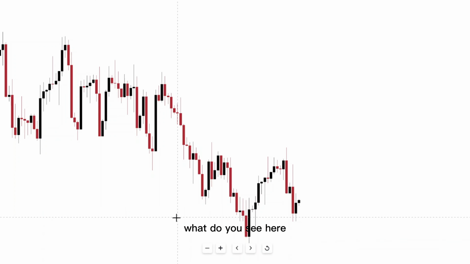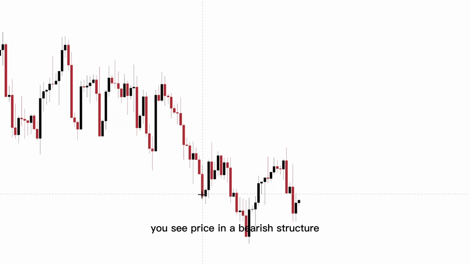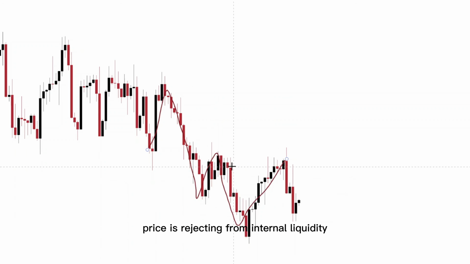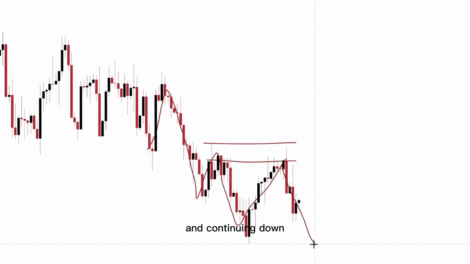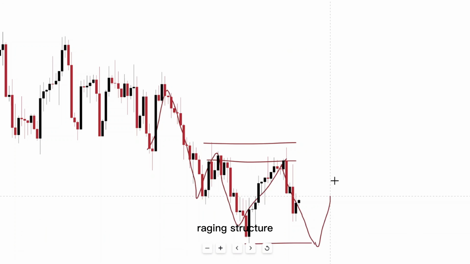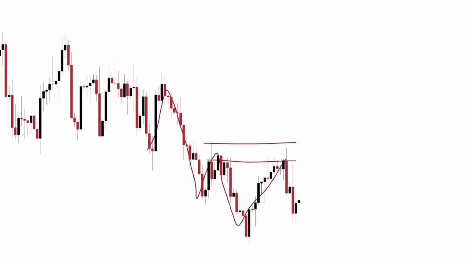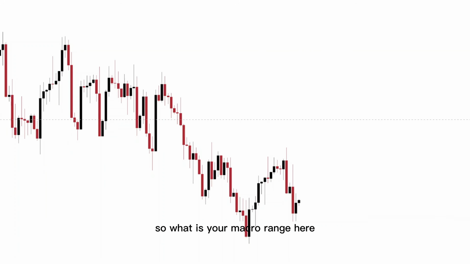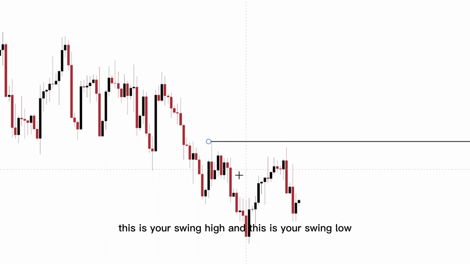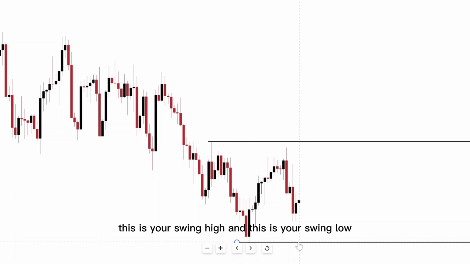What do you see here? You see price in a bearish structure. Price is rejecting from internal liquidity and continuing down, breaking structure, and you would anticipate price to continue bearish. So what is your macro range here? This is your swing high and this is your swing low.